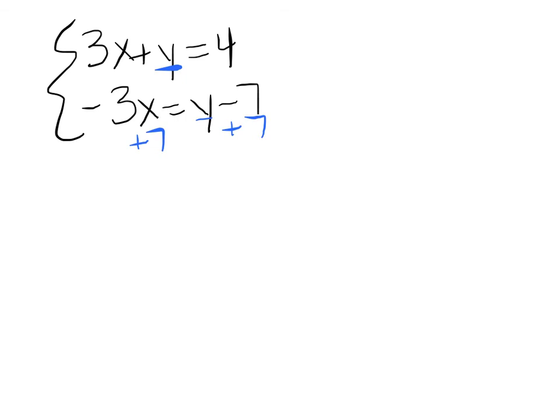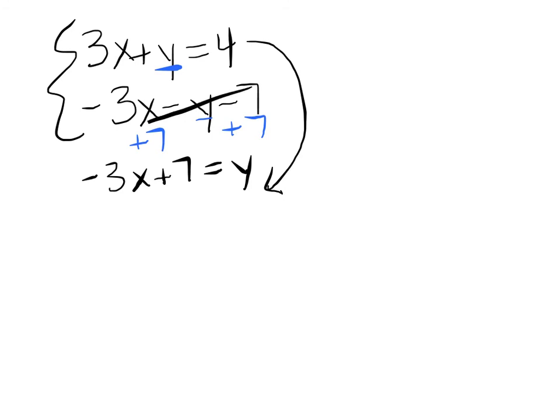Alright, so now we have the equation negative 3x plus 7 equals y. And I'm going to rewrite that top one again. He's gone. So I can see them right next to each other. 3x plus y equals 4. So now we can go ahead and we can substitute. We have a variable all by itself. It's y. We are going to substitute negative 3x plus 7 into our equation for y.